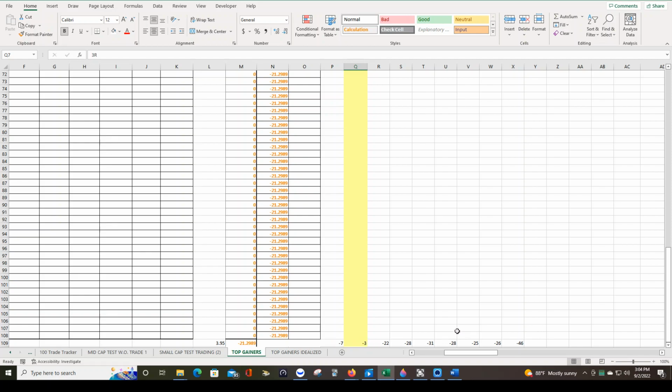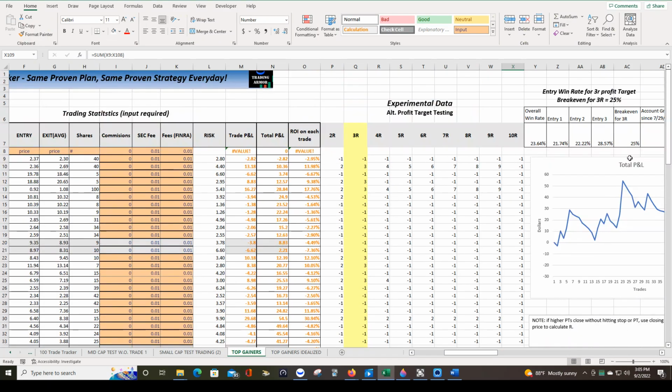But what I think is really interesting is look at the 2R profit target, the 4R, 5R, 6R, 7R, 8R, 9R, 10R, compared to the 3R profit target. It's showing you that in this trading plan the 3R profit target is far superior.